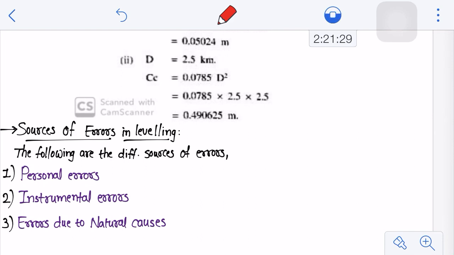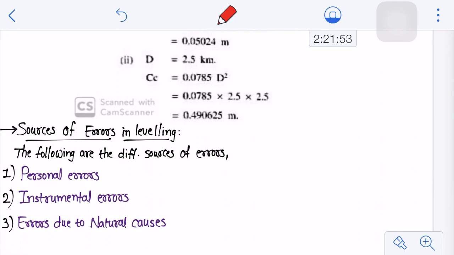Let's say, as we have just discussed in the case of correction, the curvature of the earth may affect the staff reading when the distance of sight is too long. Similarly, the effect of refraction may cause a wrong staff reading when it is taken, and there are some errors in staff readings due to high wind velocity and due to some climatic conditions as well. So this falls under the third form of error, that is your errors due to natural causes, right?